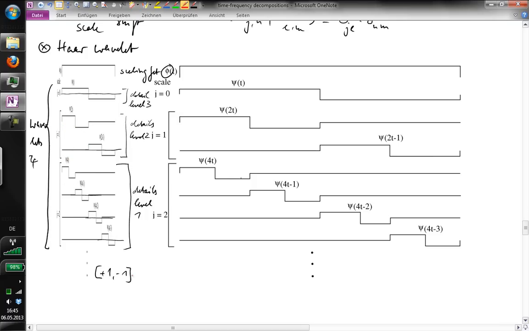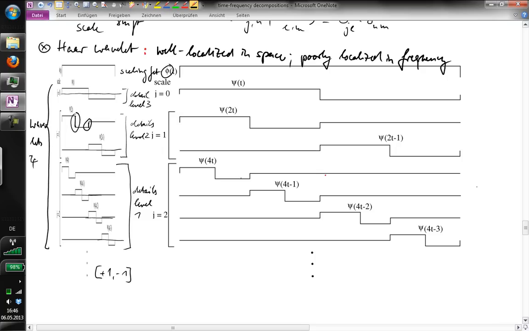So this is a wavelet that's easy to design. It is very well localized in space. It is one of these limiting cases of the Heisenberg uncertainty because it really has finite support. However, it is poorly localized in frequency. So you see that the wavelet has these discontinuities, these jumps, and such jumps always make for a Fourier transform that decays very slowly with high frequencies.